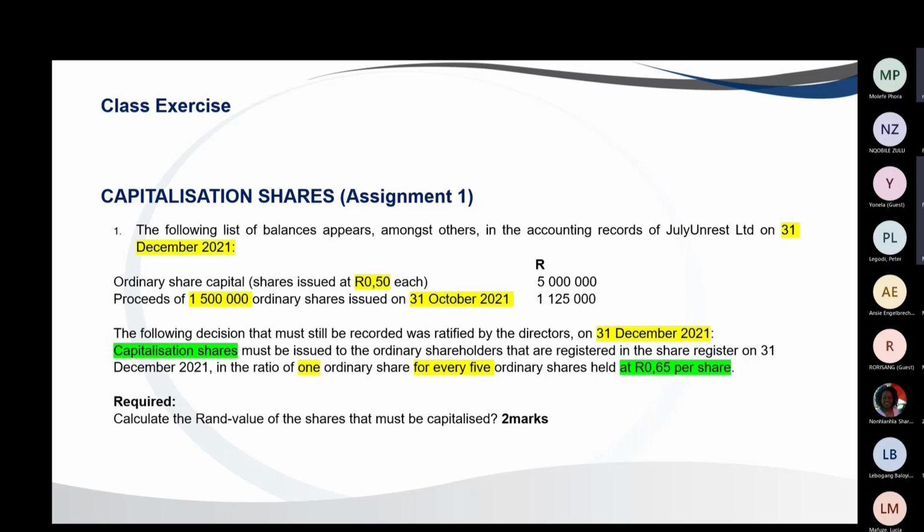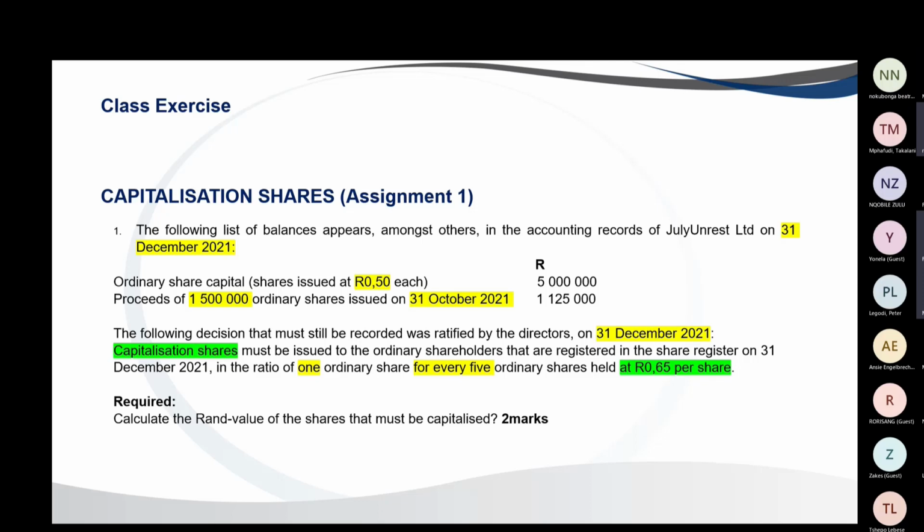We're carrying on from where the first one left off. So I said ordinary shares is 5 million divided by 50 cents, and I got 10 million shares. Then proceeds with 1.5 shares. Therefore, total shares capitalized is 10 million shares plus 1.5 shares, which equals 11,500 shares. Then 11,500 shares divided by 5 gives us 2,300,000 shares times 65 cents, which is 1,495,000. That's what I got as my final answer.